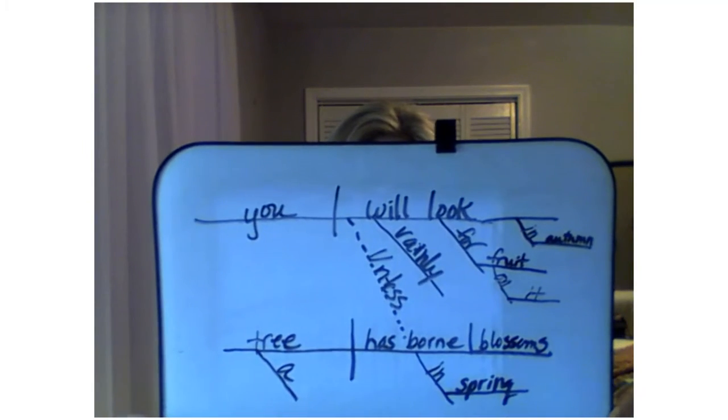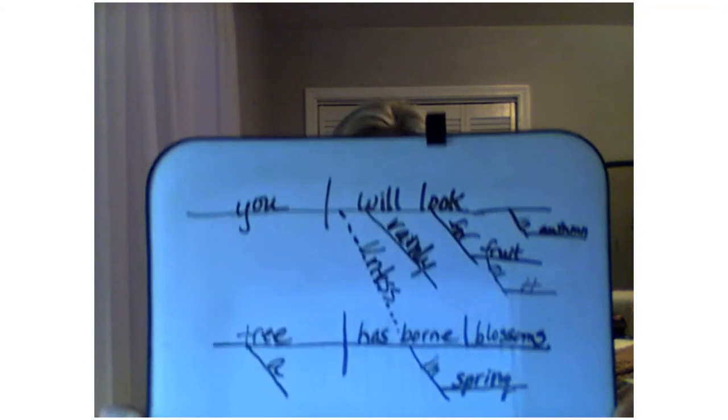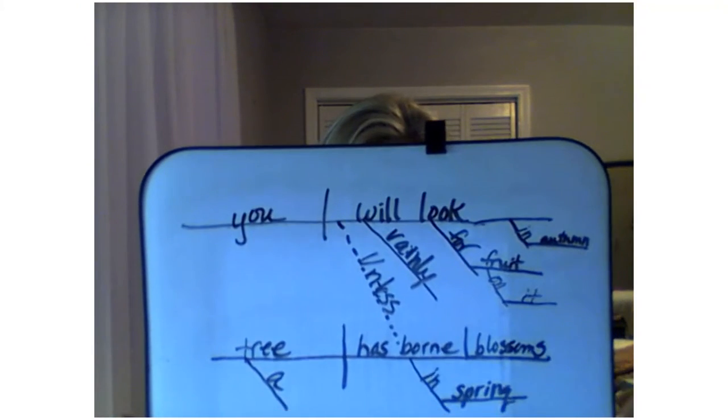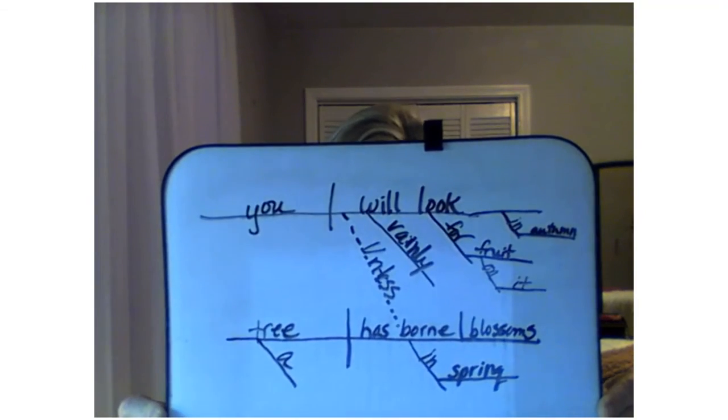All right. Do you think you have it? Let's see. You should have connected your dotted line between the verbs will look and has borne, and then you write your unless, your subordinate conjunction on that dotted line. How did you do? Did you get it right? All right, let's look at number 4.